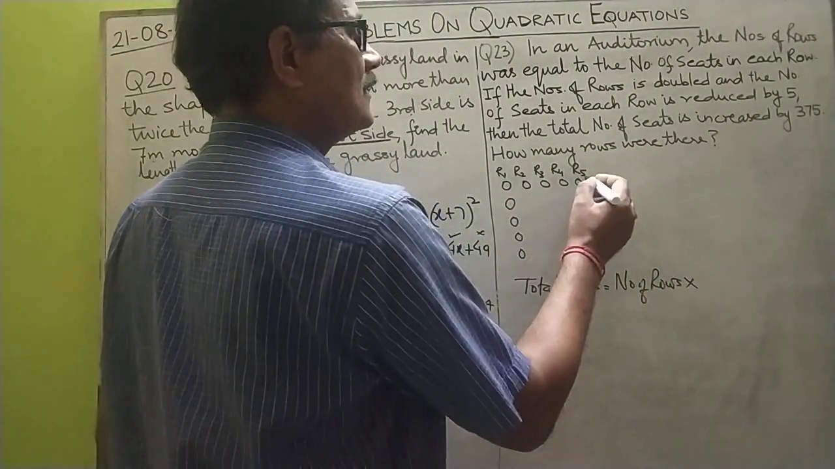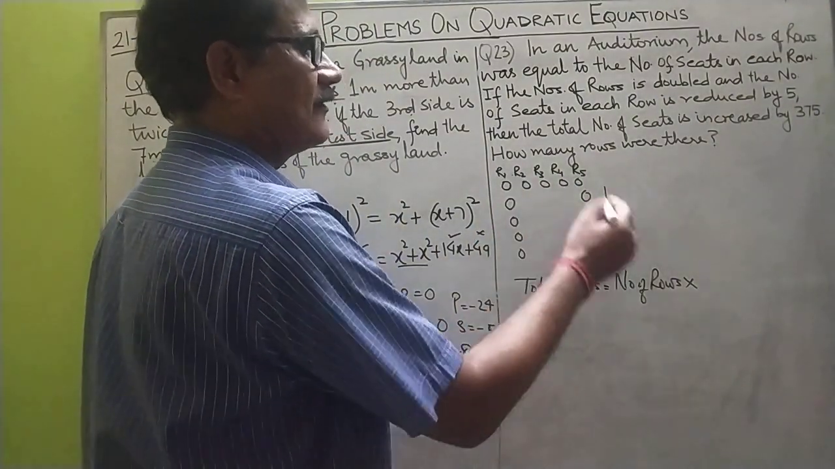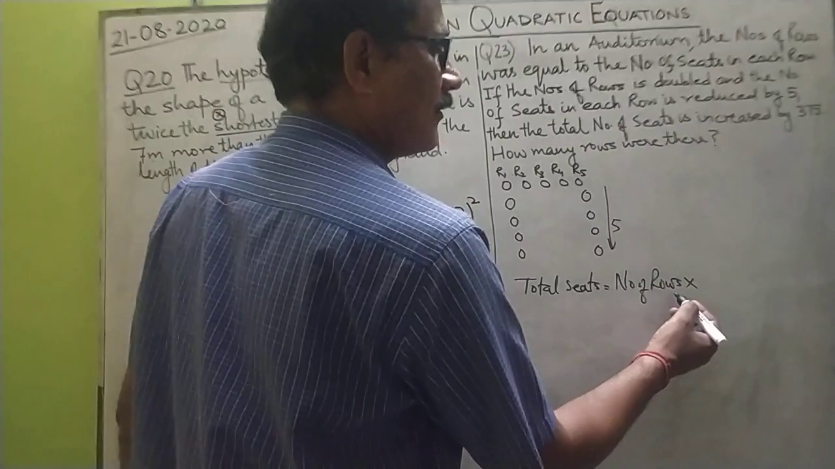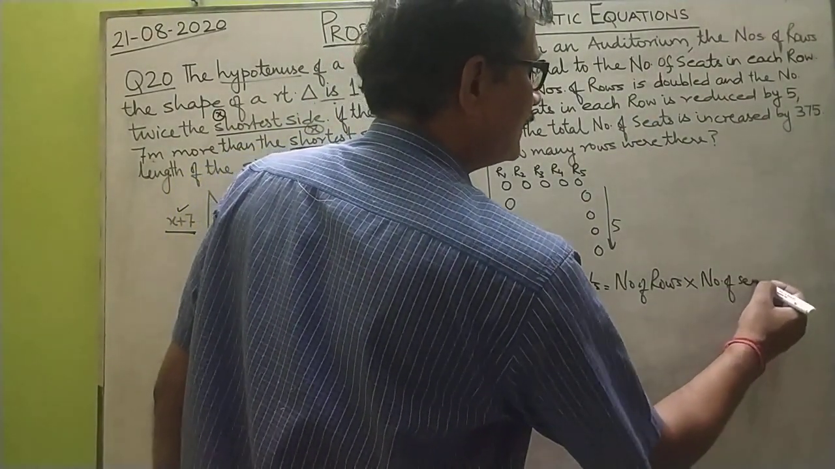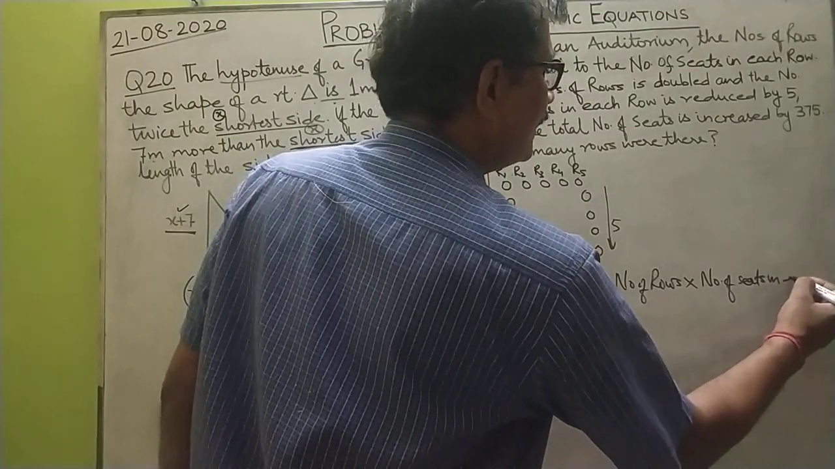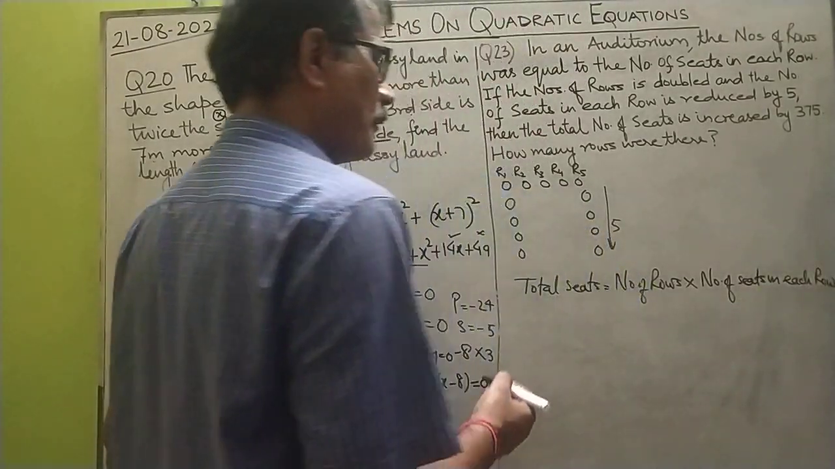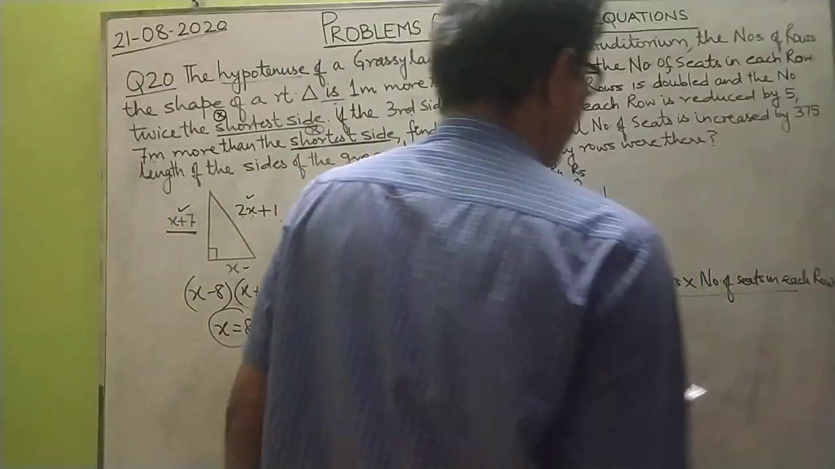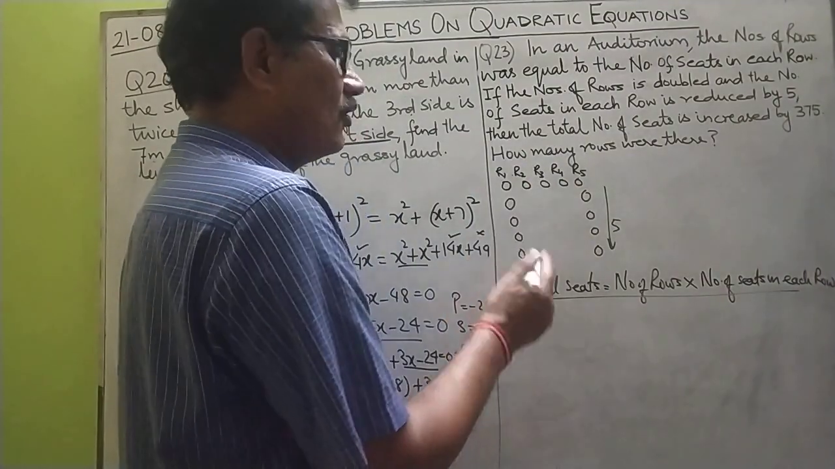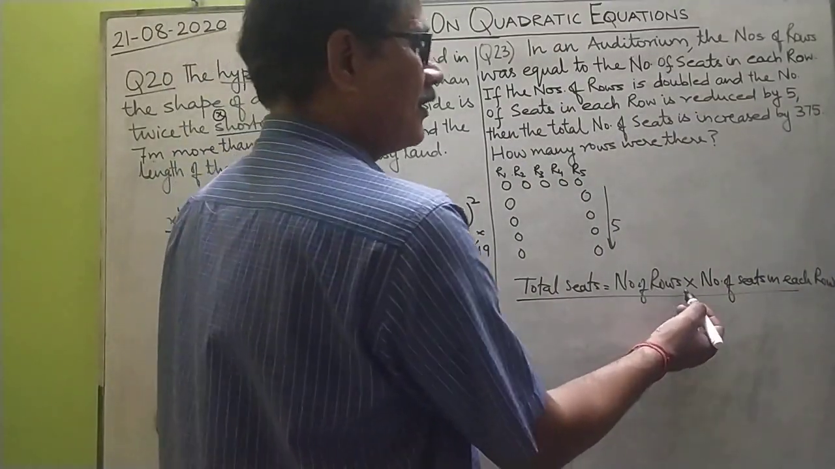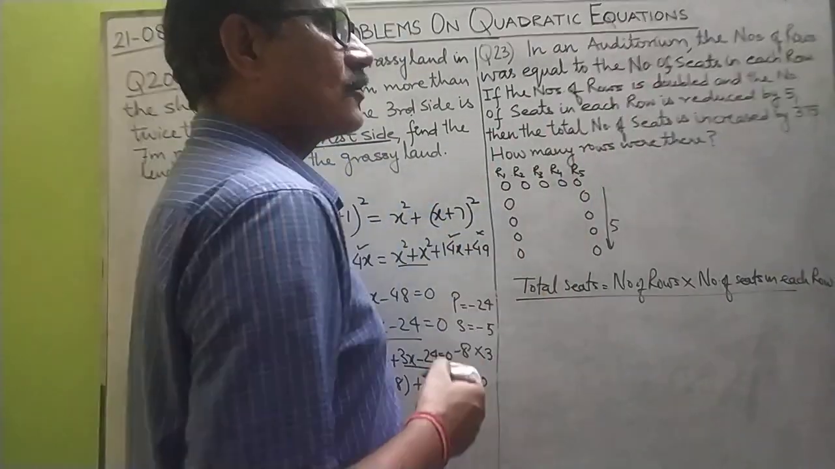This is number of rows into number of seats in each row, because 5 fives are 25. This arrangement will have 25 seats. That is equal to number of rows into number of seats in each row. So what is going to be applied in this question is this format. That is, if this is an arrangement where the number of rows is equal to number of seats in each row, the total seats are given by number of rows into number of seats in each row. Okay? So that is what the question is about.